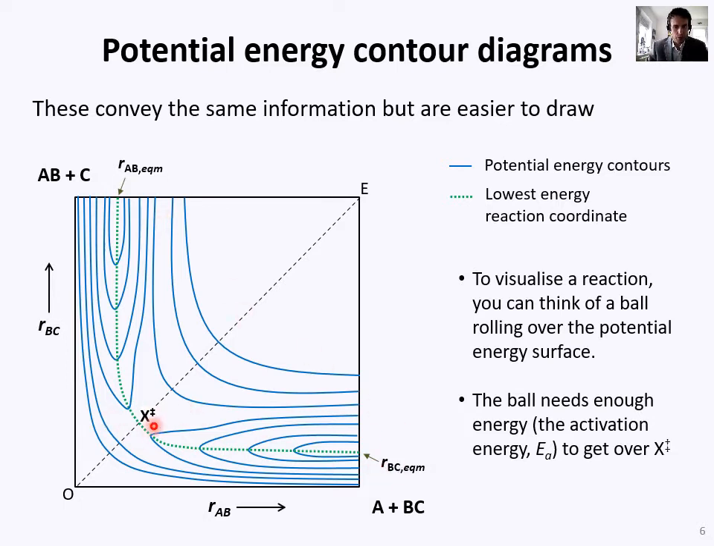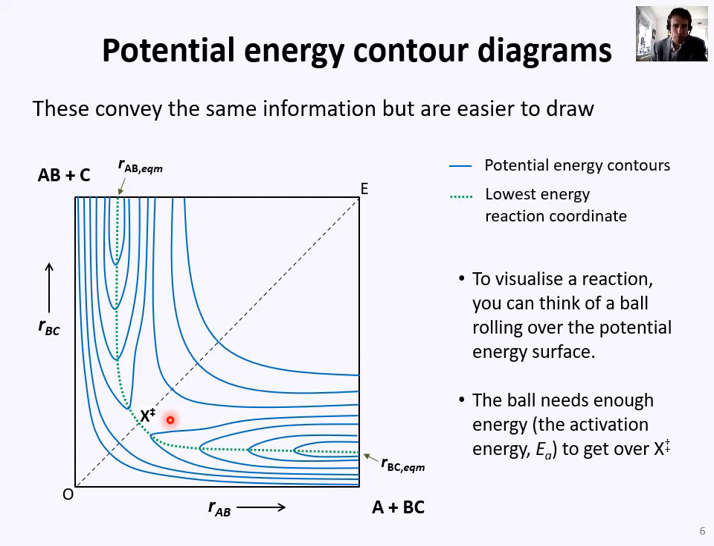So, from this diagram, if we know what the potential energy of this point here is and the potential energy of this point here, then we can actually work out what the activation energy is. And we can certainly work out what the minimum activation energy is, because we know we've had to cross this contour and we know we've had to cross this contour. So the value in energy of this contour minus this contour gives us the minimum activation energy, if we don't know what the precise values here and here are. Okay.